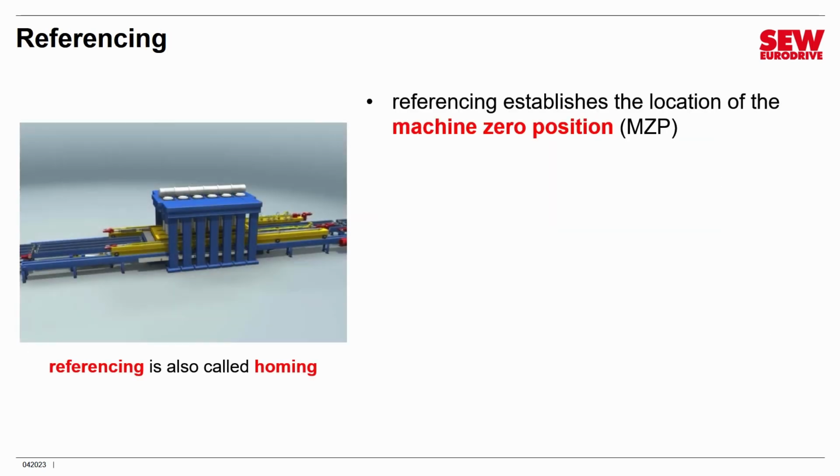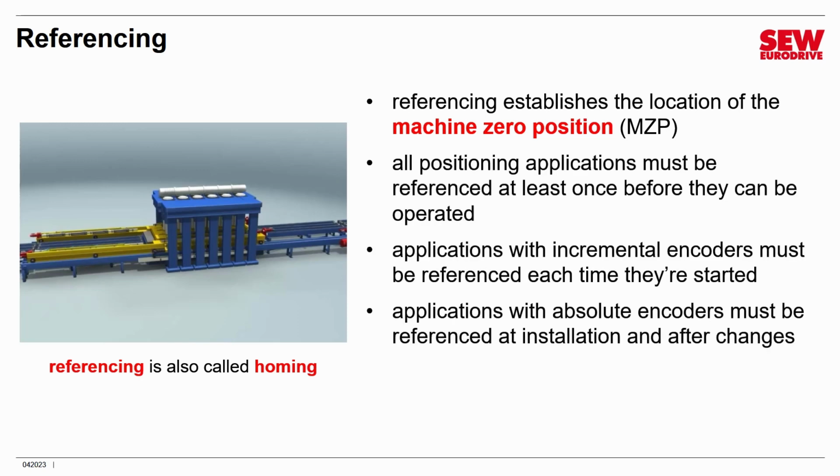Now we come back to referencing. What is referencing? Referencing is also called homing or zeroing, and what it does, it establishes the location of the machine zero position, which in SEW Eurodrive literature is often abbreviated MZP. This is the zero location from which all positions are referenced. All positioning applications must be referenced at least once before they can be operated. You have to find zero.